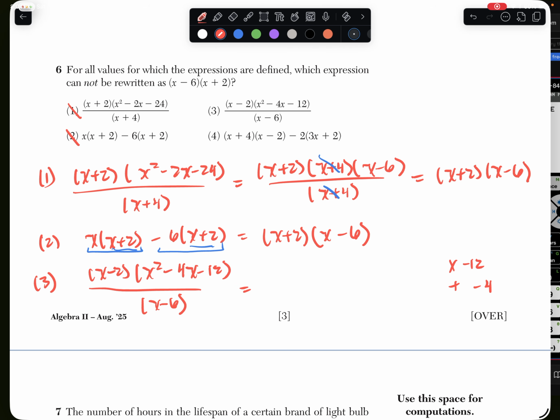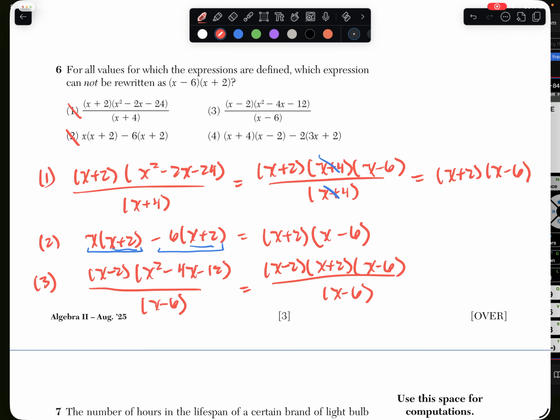Okay, two numbers that multiply to negative 12 and add up to negative 4. I'm thinking of 2 and 6, and since it's multiplied to a negative number, one of them has to be negative, and since it adds up to a negative number, the bigger number has to be negative, so it's minus 6. So I get (x minus 2)(x plus 2)(x minus 6) all over (x minus 6).